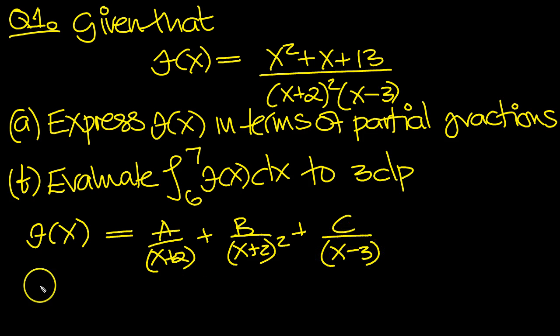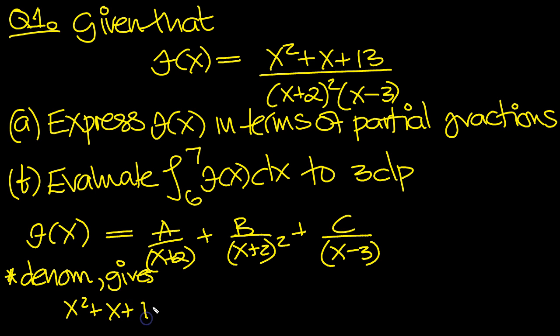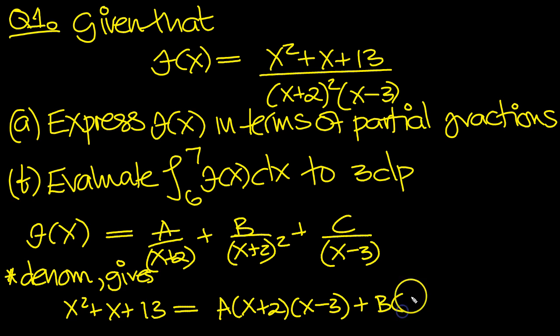Now let's cross multiply, multiplying by the denominator. On the left we're going to have what's on top, x squared plus x plus 13, is equal to, now multiply through the denominator here, one of the (x plus 2)'s will cancel, so we'll just be left with A(x plus 2)(x minus 3). On the next term both (x plus 2) terms will cancel, so we'll just get B(x minus 3), plus C, and then the (x minus 3)'s will cancel to leave the (x plus 2) squared on top. So that's what we've got.